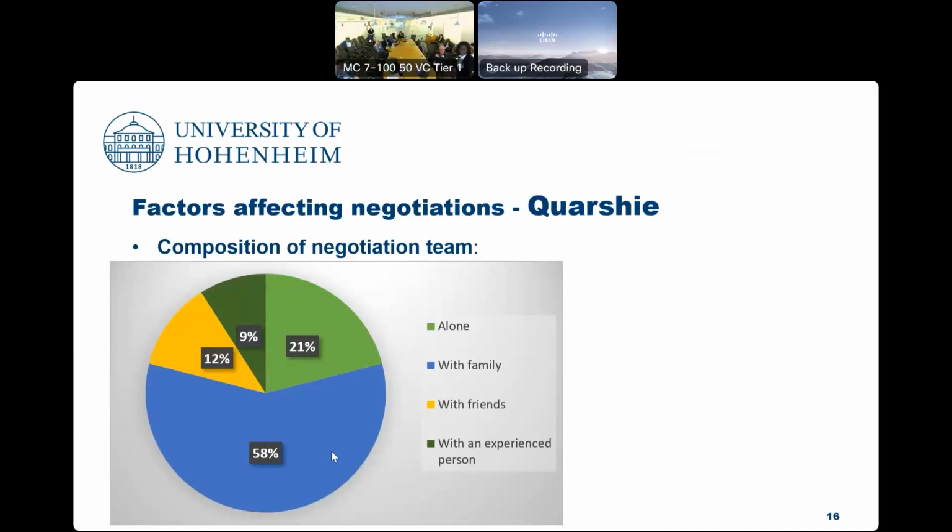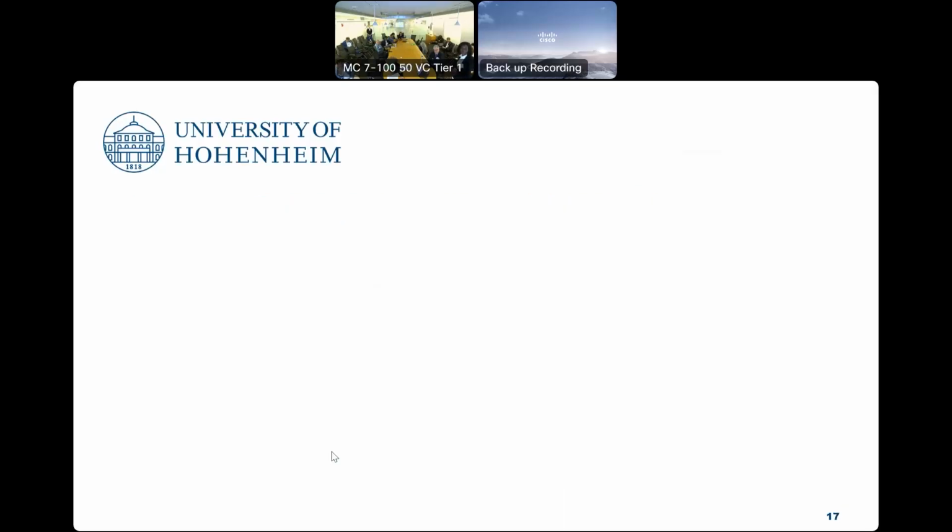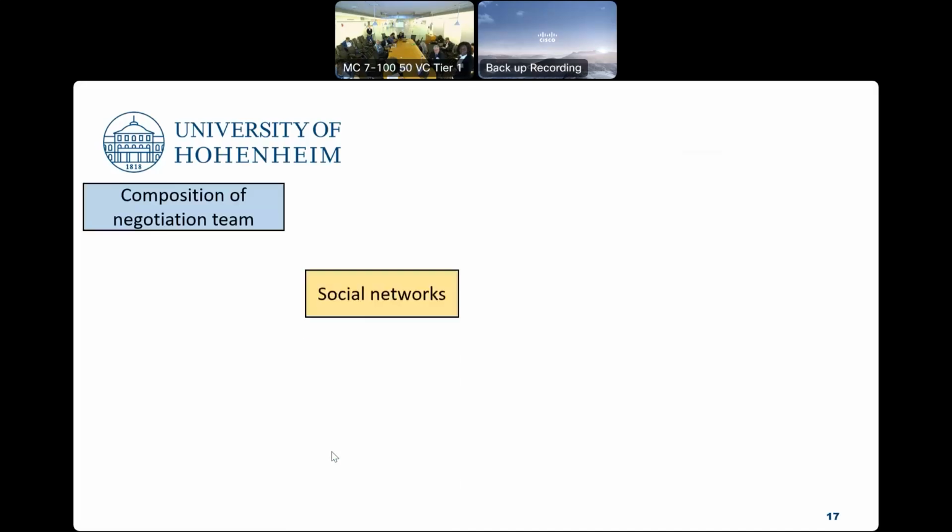And in Pashi, we see here that 9% negotiated with an experienced person. The remaining 91% decided either to negotiate alone or with family and friends. And why was this? Similar to what I did before, I'll support these themes with the quotes.